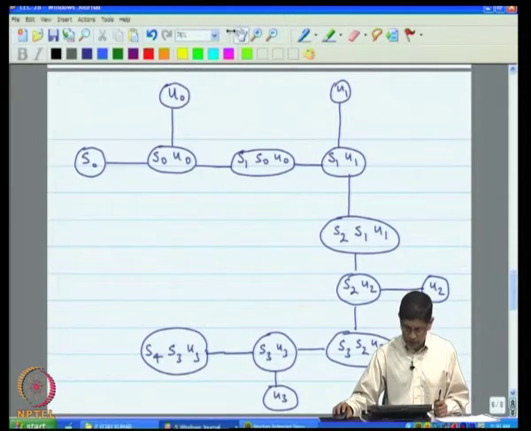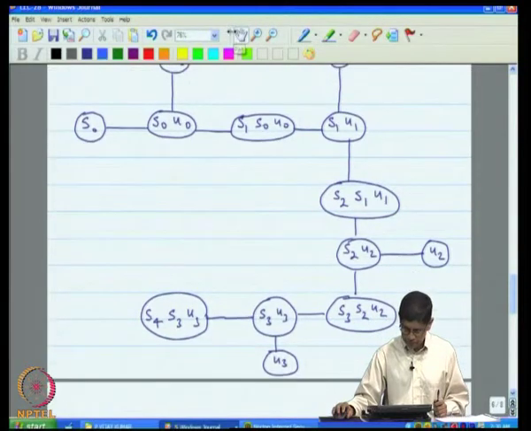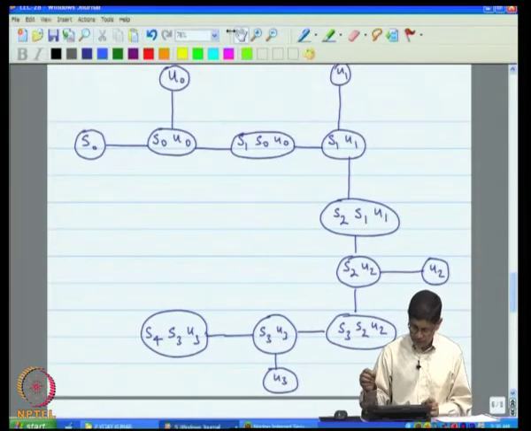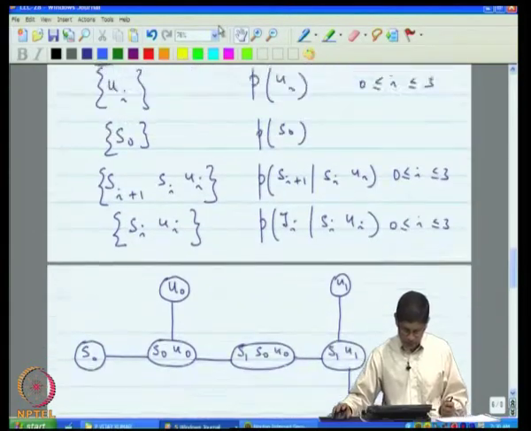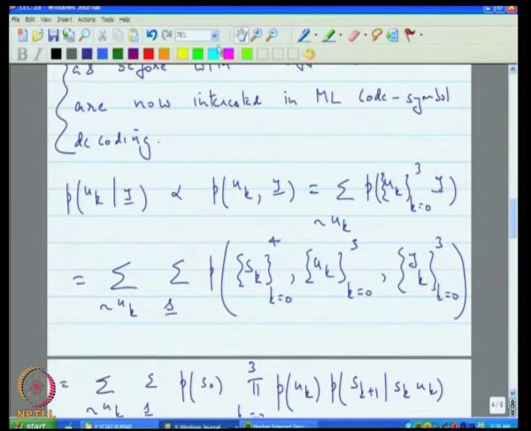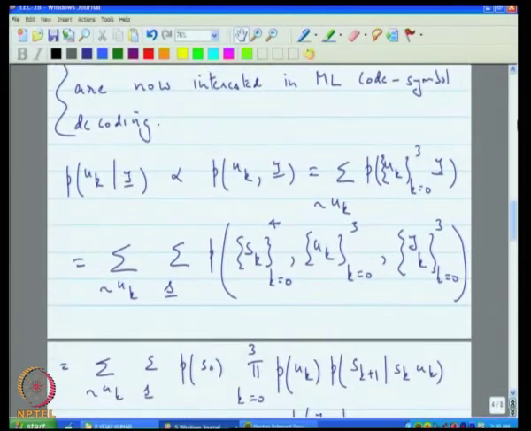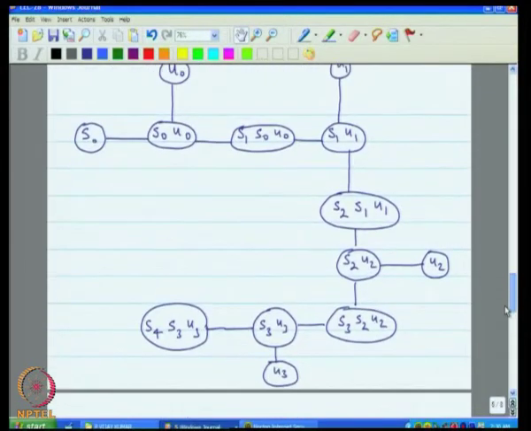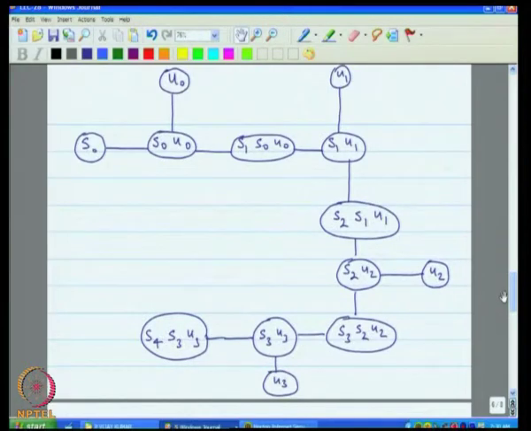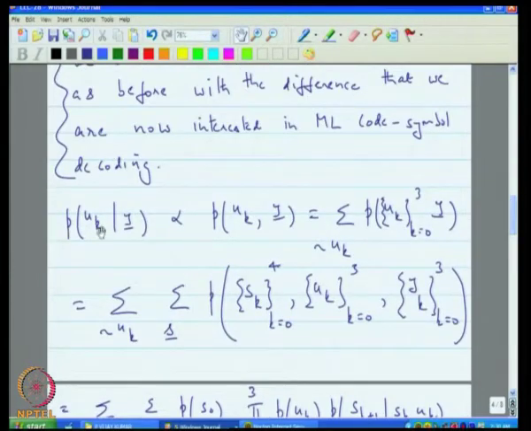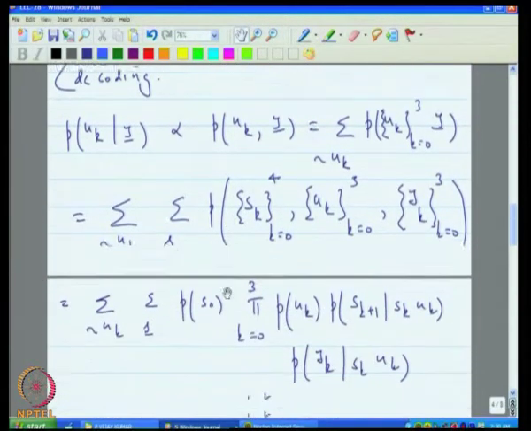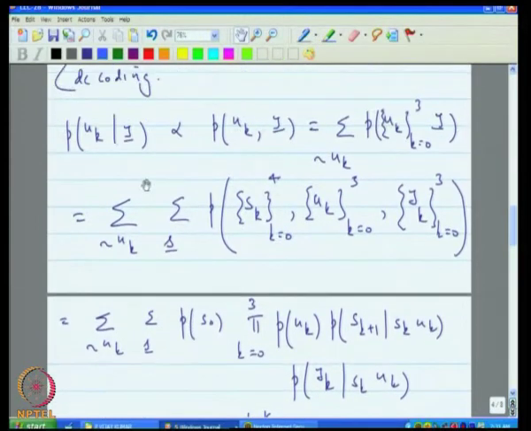So now let us consider a single vertex. Our problem is single vertex in nature, because we are interested in computing P of UK. In general you want to compute it for all the message symbols, but let me just assume that what we are interested in is just maximum likelihood code symbol decoding of UK, where k is 2. So in all of this, let us assume that k is 2 there.